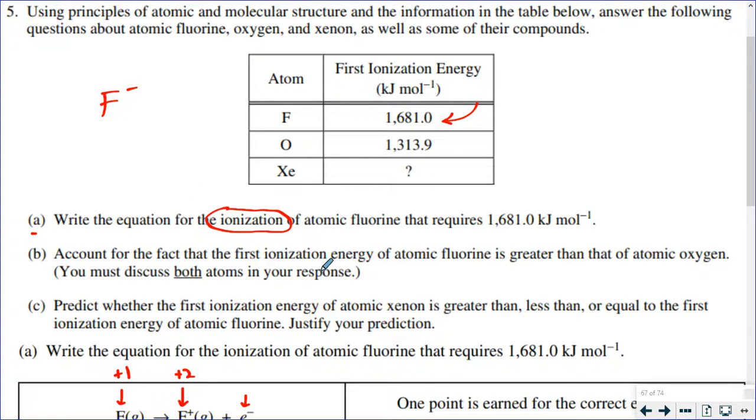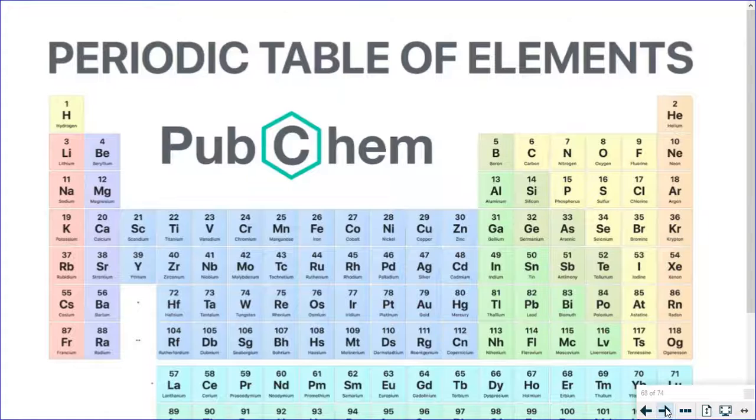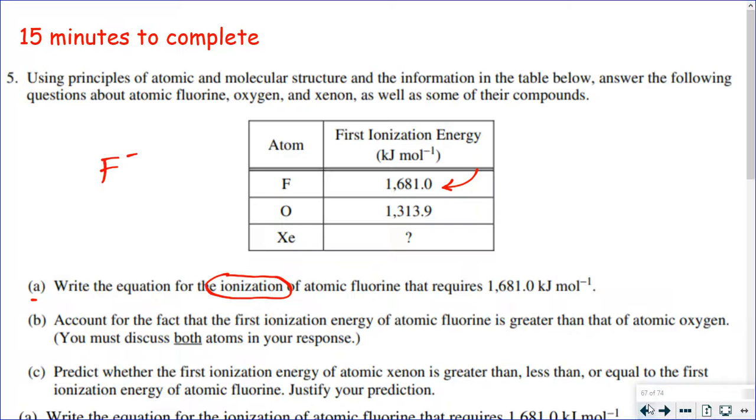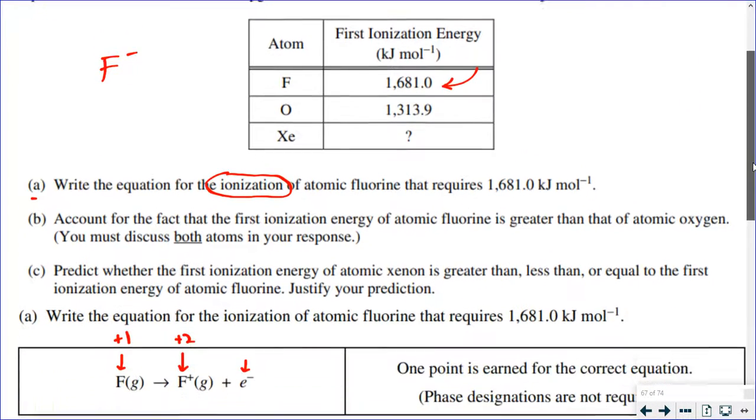Part B, account for the fact that the first ionization energy of atomic fluorine is greater than that of oxygen. Let's look at our periodic table here. Here's our fluorine and oxygen. What happens when you go from oxygen to fluorine? Well, you add a proton, but you don't add anything to the number of shells of electrons, so we're still in the 2p subshell here. But one more proton would have a higher effective nuclear charge, so fluorine has a stronger attraction for its electrons than oxygen does, and they're at the same distance from the nucleus. That would be our explanation.